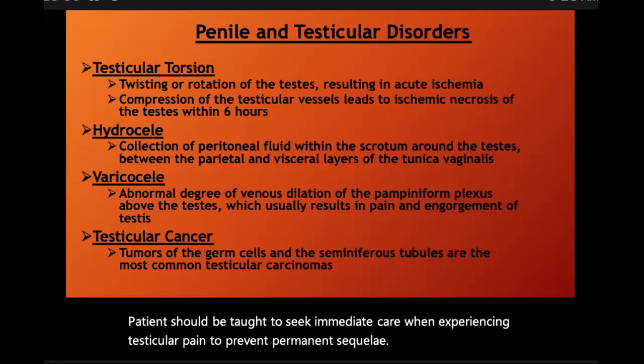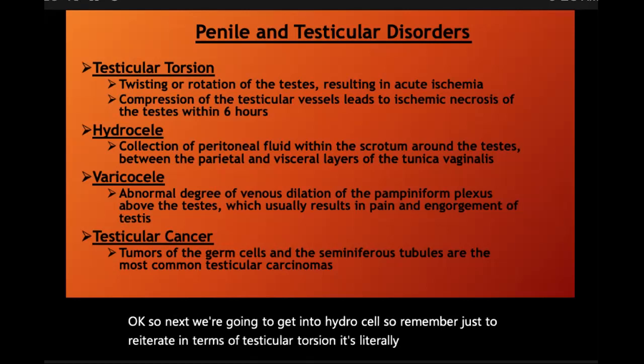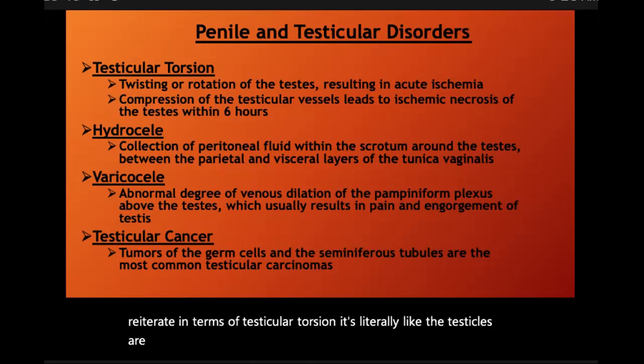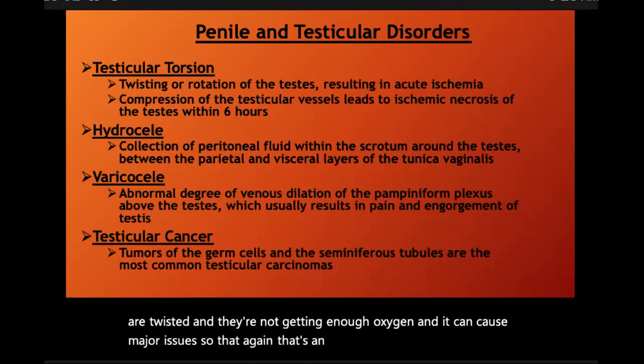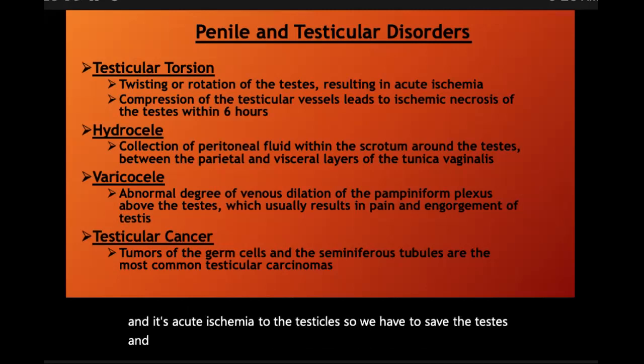Okay, so next we're going to get into hydrocele. So remember, just to reiterate, in terms of testicular torsion, it's literally like the testicles are twisted and they're not getting enough oxygen, and it can cause major issues. So again, that's an emergency. It's painful, it's acute, and it's acute ischemia to the testicles. So we have to save the testes and get this patient to the emergency room.